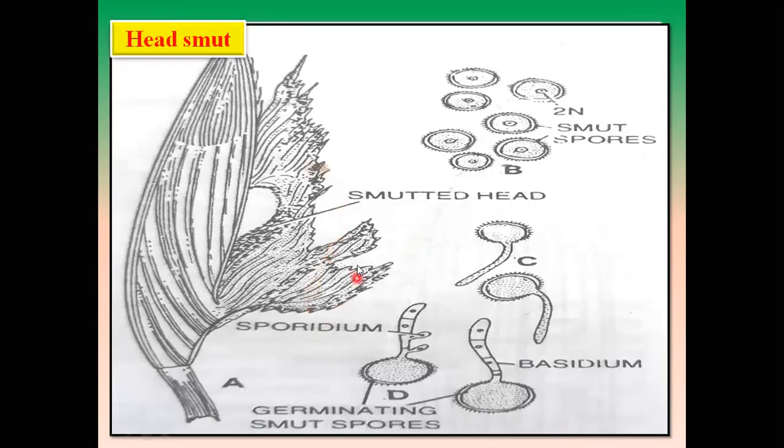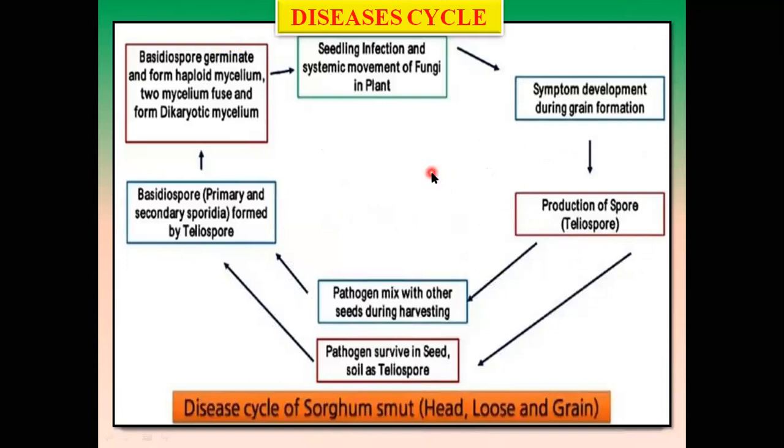Then head smut. Same as before, sporidia are generally produced after the germination of the chlamydospores, that is the teliospores. Okay, then the disease cycle of this head smut, loose smut and grain smut: this grain smut, loose smut and head smut are seed-borne infections.